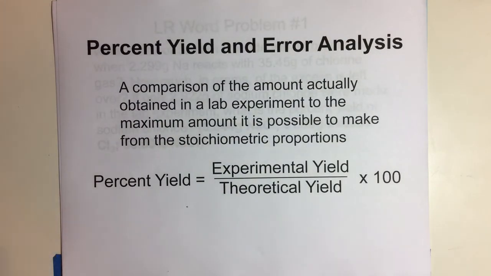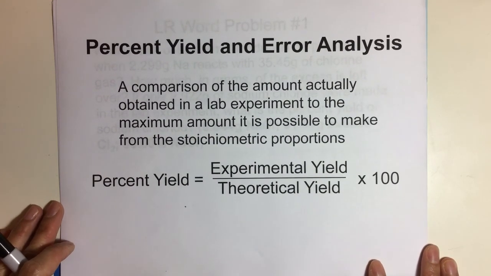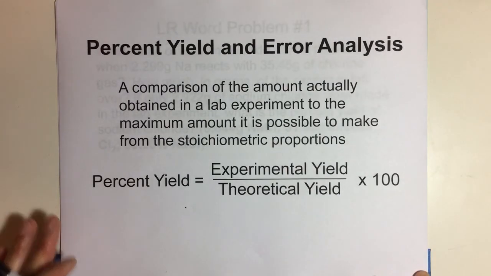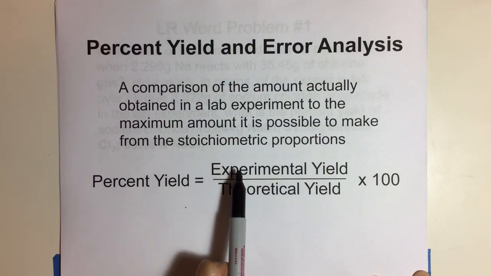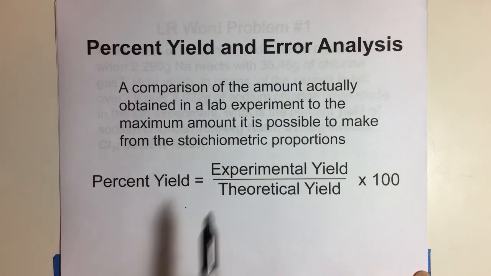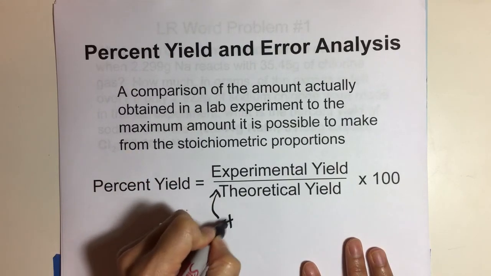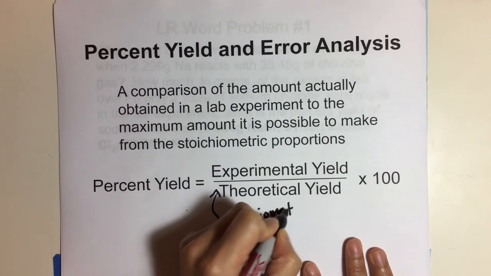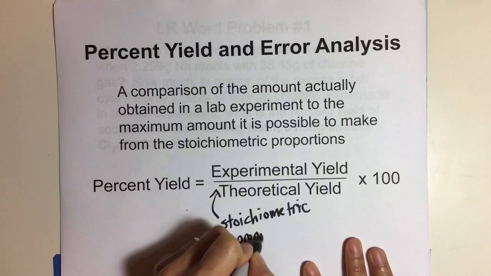Okay, so in order to calculate the percent yield, just as our target stated, you need to make sure that you know the equation. It's the experimental yield over the theoretical yield. The theoretical yield is basically the stoichiometry. So you're doing stoichiometric proportions to figure out what you should form theoretically.